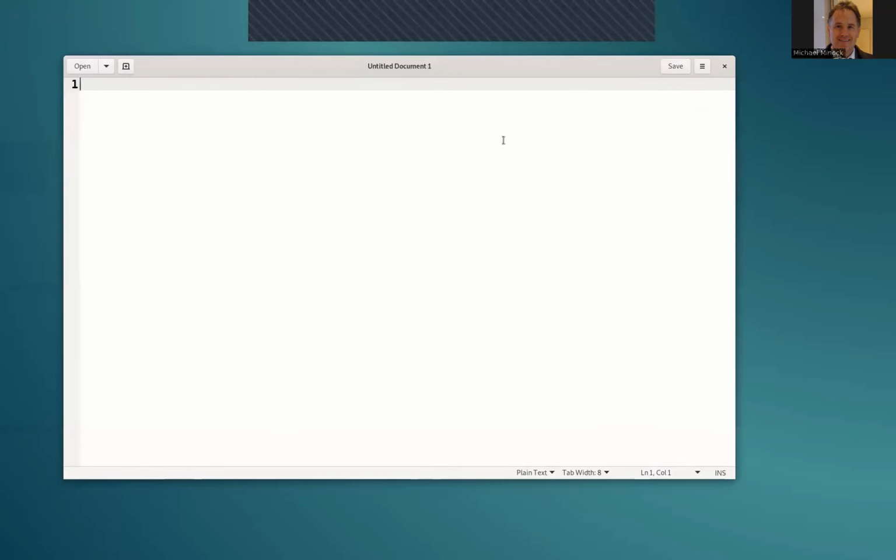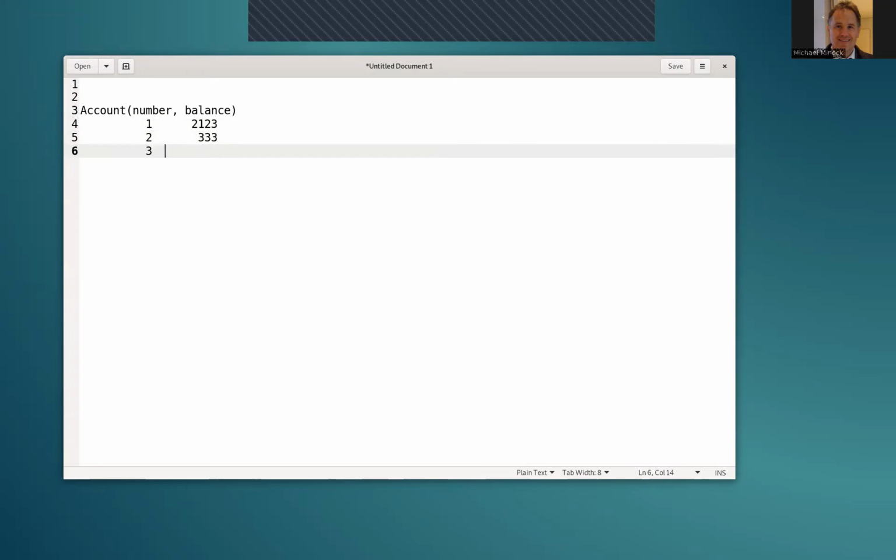Okay. So let's just assume we have the following. We have a database. It has account, and that account has a number and a balance, right? We're going to have account number 1 with a balance of that, account number 2 with a balance of that, account number 3 with a balance of that. Okay, so that's the state of our database right now. So now we have user number 1, and then we have user number 2.